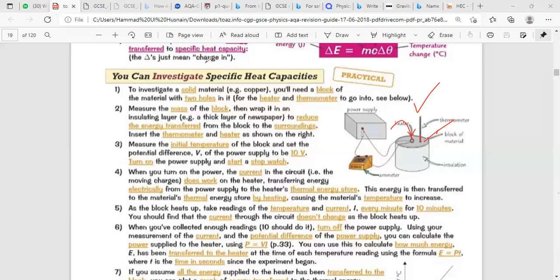Insert the thermometer and heater as shown on the right. The heater is the source of heat we are providing. Then measure the initial temperature of the block and set the potential difference V of the power supply to 10 volt. In the next step, you are measuring the initial temperature. Why are we doing this? Because we need to find delta theta. And what does delta theta mean? Delta theta means theta 2 minus theta 1. Delta means change. You know that, I hope.